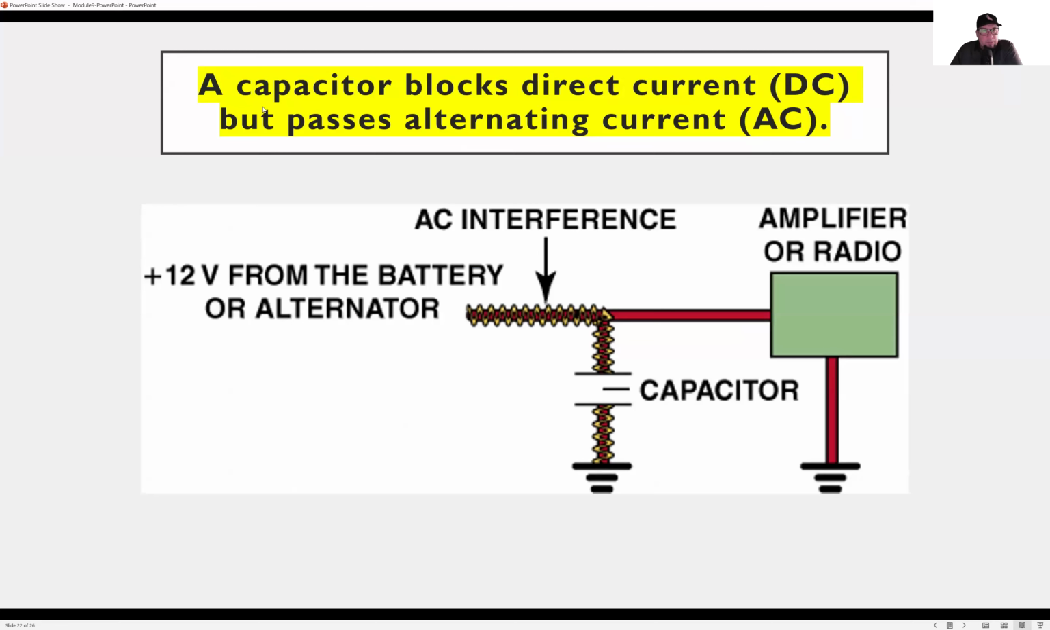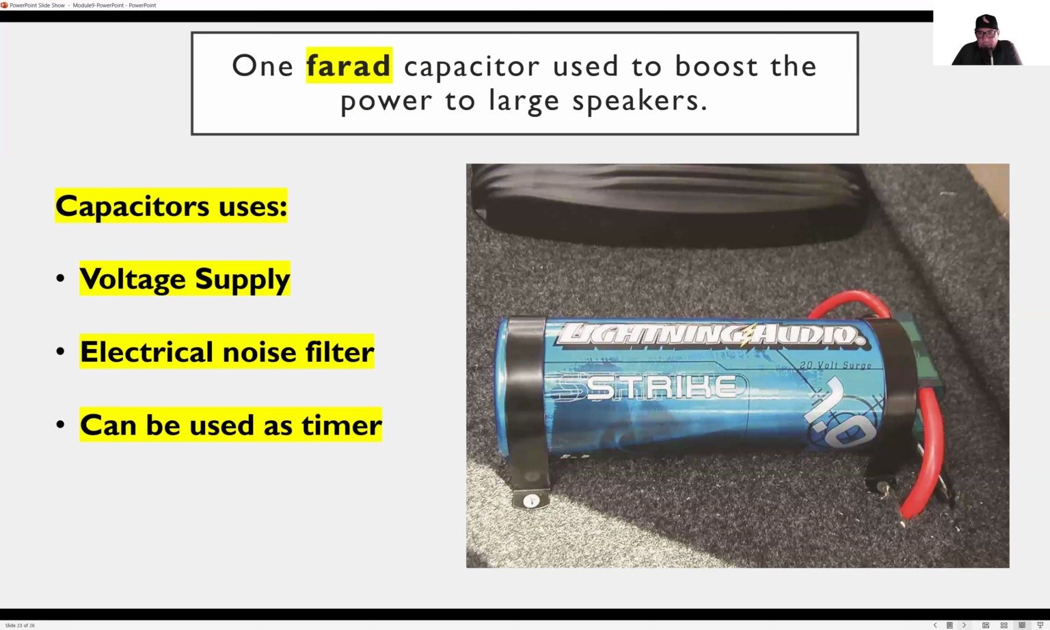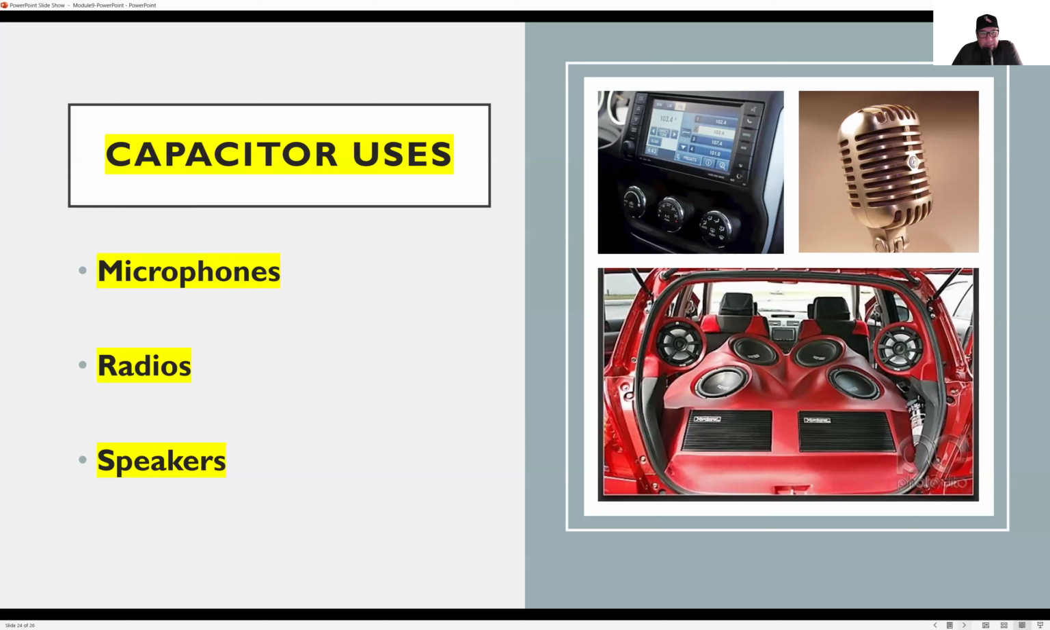Make sure you write down what it says at the very top: capacitors block direct current, but they let alternating current pass through. We've already gone over this slide. Again, make sure you write down everything that is highlighted in yellow. The uses for capacitors: we can store electricity, we can reduce noise with them, they can act as timers, and they are used in components such as microphones, radios, and speakers.